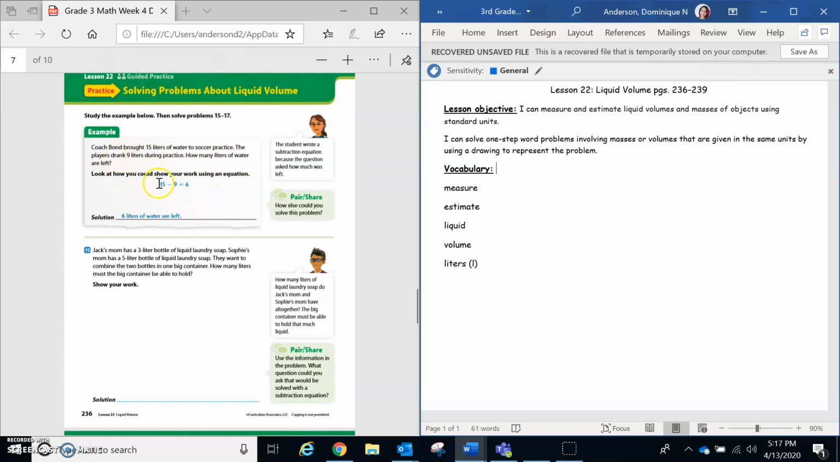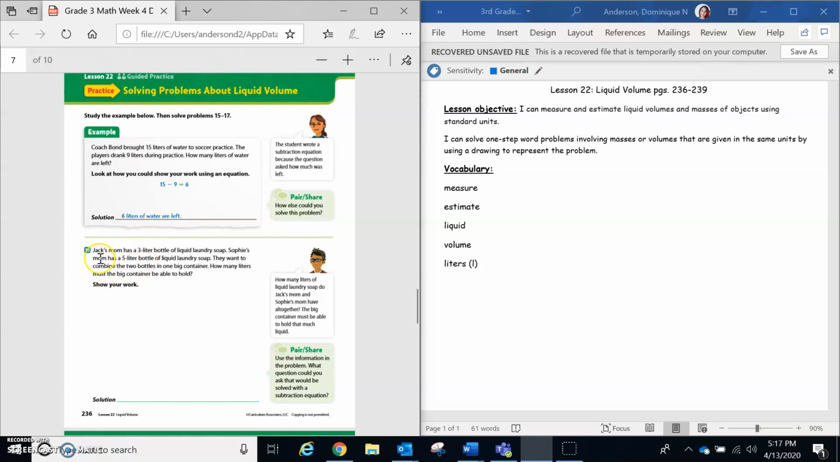So we know he bought 15 liters, which is what they wrote. Then they drank 9 of them. So if you had 15 and you drank 9, that means we got rid of 9 liters, which is why they subtract it, which equals 6. So their solution is 6 liters of water are left. Remember, we always want to have a label. Labels are important. Labels tell us what those numbers represent.